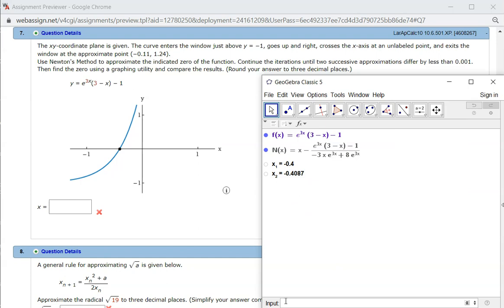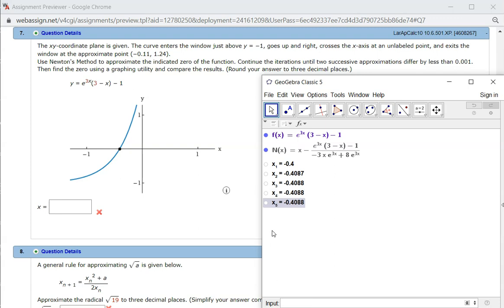If you want the x3 value, x3 is equal to Newton's method, then you plug in the x2 value. And if you want x4, then you plug in the x3 value, and so on. It looks like it's kind of stopped changing. I'll do one more just to make sure. So x5 is Newton's method with x4 plugged in.